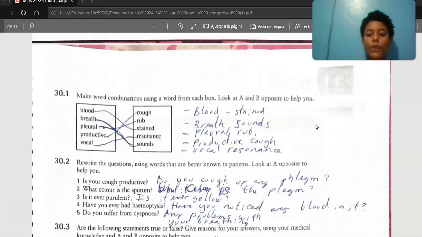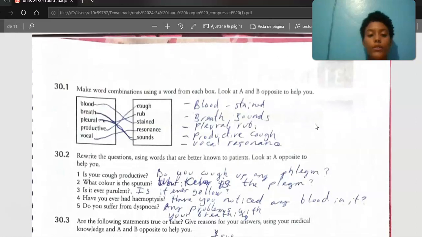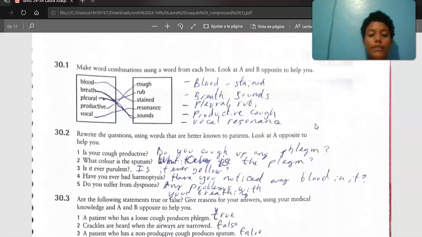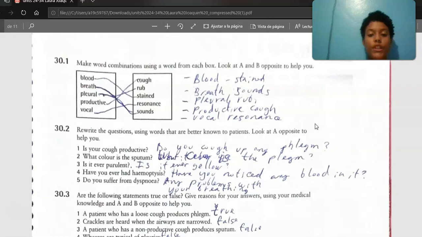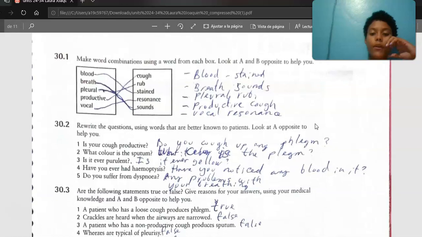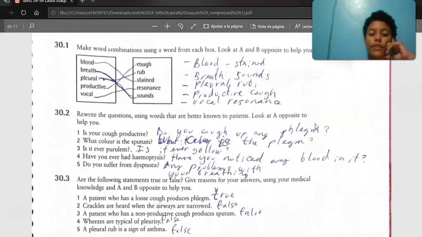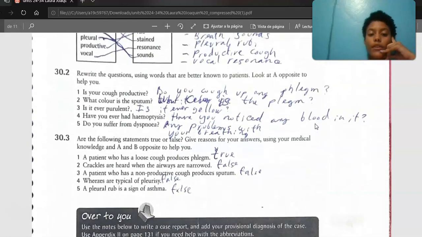Okay, let's continue with part two of the video. The rest of the exercises make word combinations using a word for each box. Look at A and B opposite to help. Blood-stained, breath sounds plural, verb rub, productive cough, vocal resonance. Is your cough productive? Rewrite the questions using words that are better known to patients.